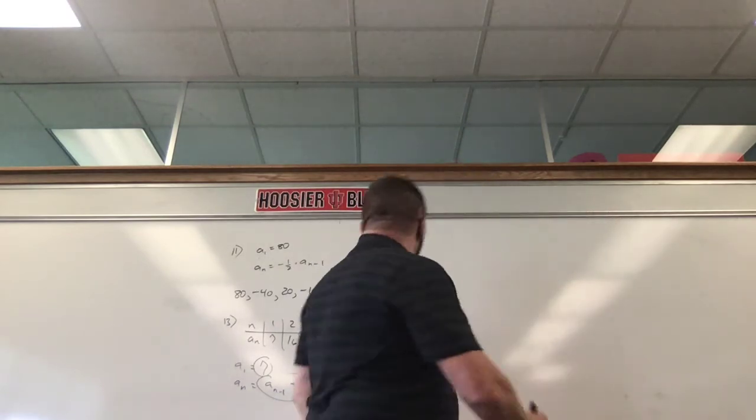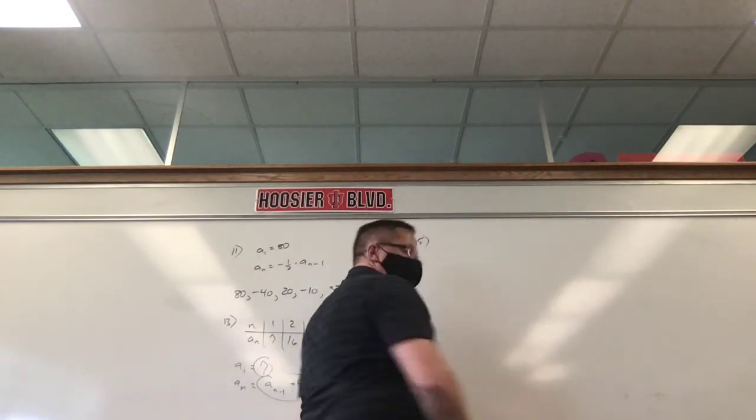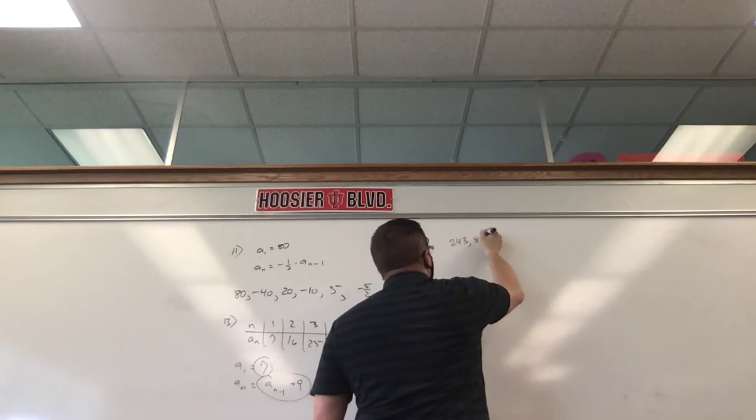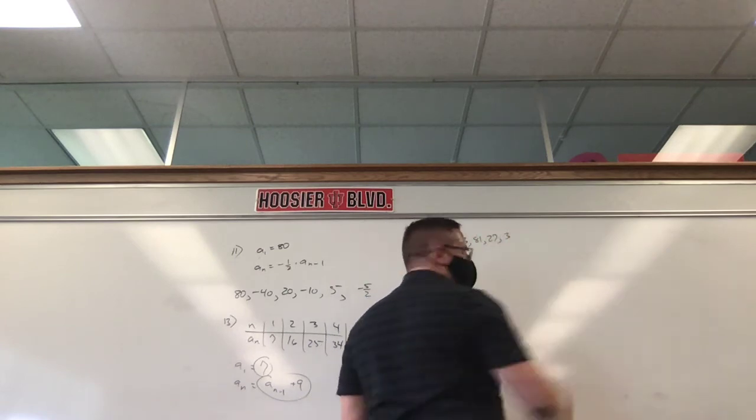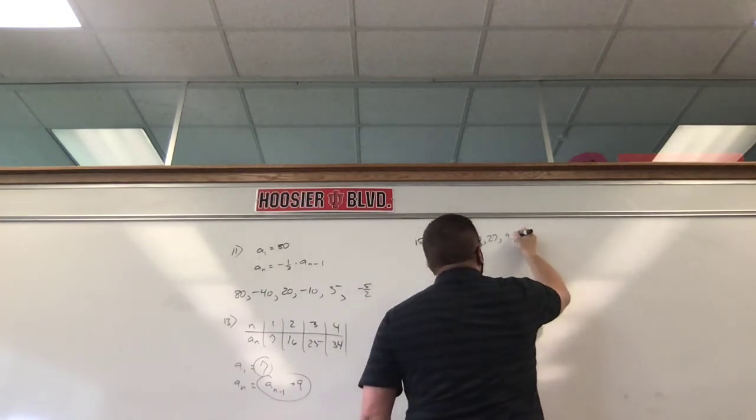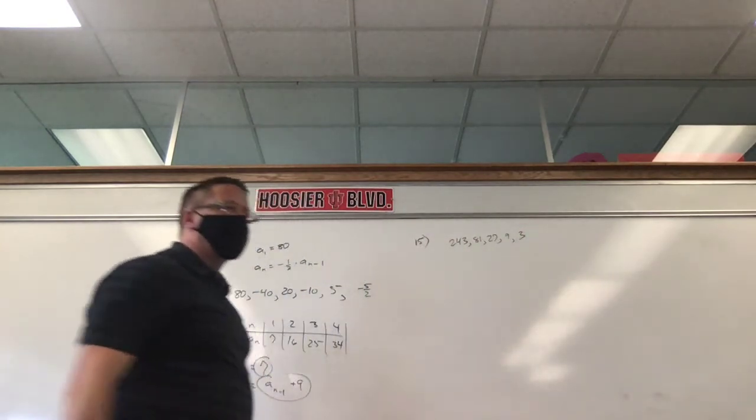Okay, so they give us a number, 15. 243, 81, 27, 9, 3. Okay, this is a little bit tougher.